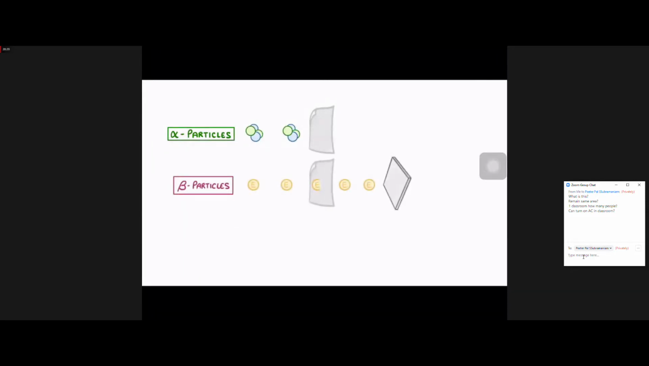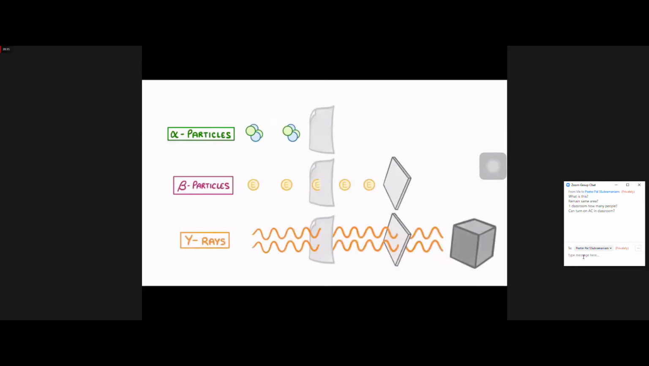So to quickly recap, alpha particles are made up of 2 protons and 2 neutrons, and will be stopped by a single sheet of paper. Beta particles are just an electron, and can be stopped by a thin sheet of aluminium. And gamma rays are electromagnetic waves, which require a thick piece of lead to stop them.